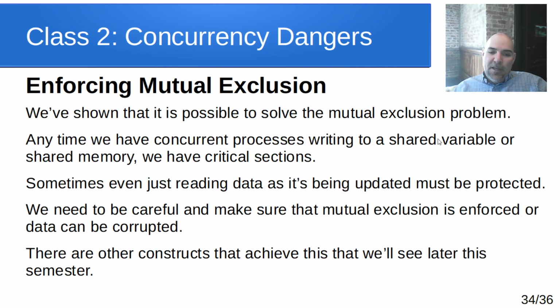So in other words, we need to be careful anytime we have some kind of shared memory between multiple processes. We need to make sure that mutual exclusion is enforced, or the data can either be corrupted as it's stored in memory or corrupted as we read it. Now, there are other constructs that achieve that mutual exclusion that we looked at in here. And we're going to see those later in the semester. We're actually going to look at several of those later in the semester.